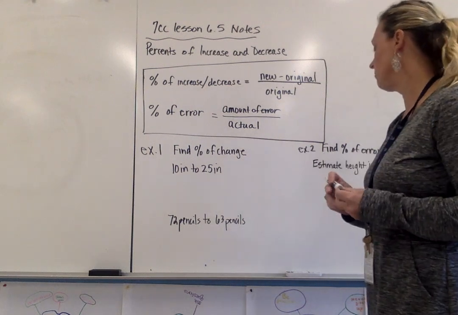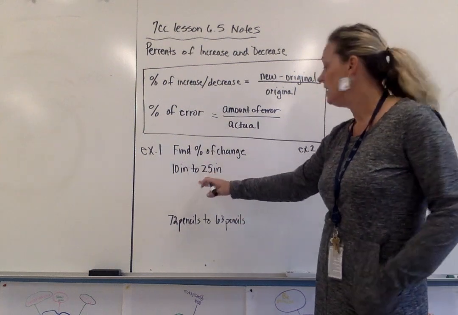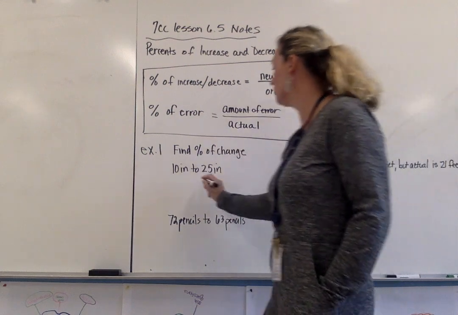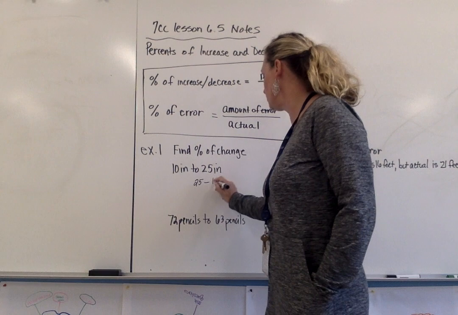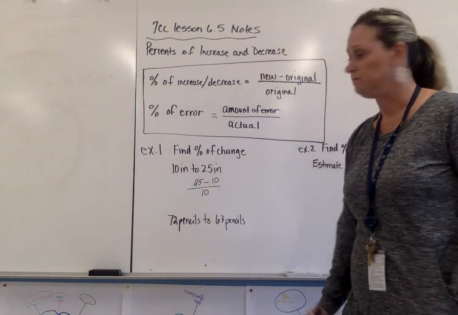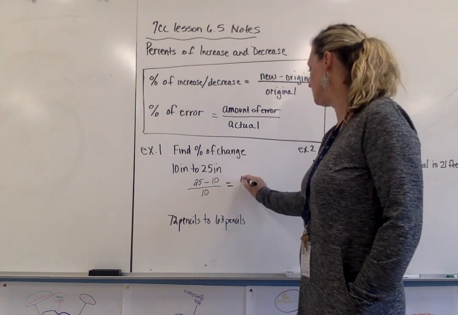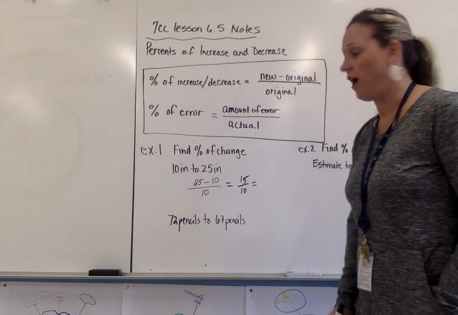So you're going to find the percent of change. It was 10, and it's now 25. So I'm going to do the new, which is 25, minus the original, which was 10, and I'm going to place that over the original, which was 10. And then 25 minus 10 is 15, so 15 over 10. All right, I'm going to get a fraction.